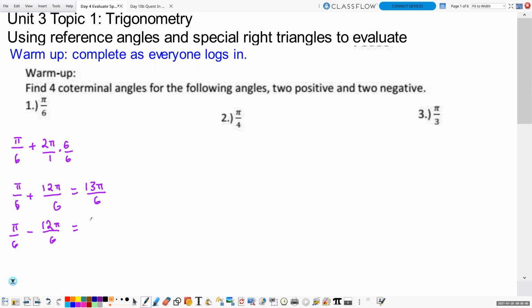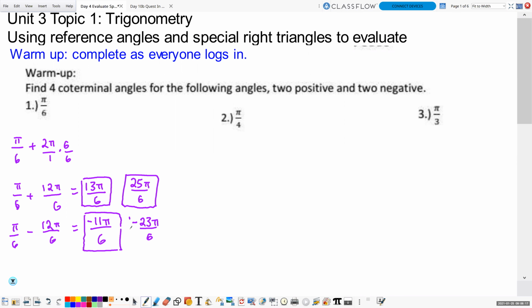So then we get negative 11 pi over 6. Then what I'm going to do to these two coterminal angles to find two additional coterminal angles is the same thing again. I'm going to just add the 12 pi over 6 and subtract the 12 pi over 6 again. So 12 plus 13 is 25 pi over 6, and then negative 11 minus 12 is going to be negative 23 pi over 6.